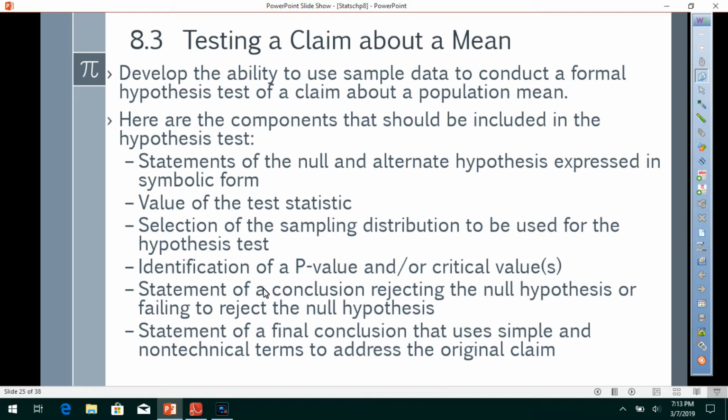Statement of the null and alternate hypothesis expressed in symbolic form. Value of the test statistic. Selection of the sampling distribution to be used for the hypothesis test. Identification of a p-value and/or critical value or values. Statement of a conclusion, rejecting the null hypothesis or failing to reject the null hypothesis. Statement of a final conclusion that uses simple and non-technical terms to address the original claim.